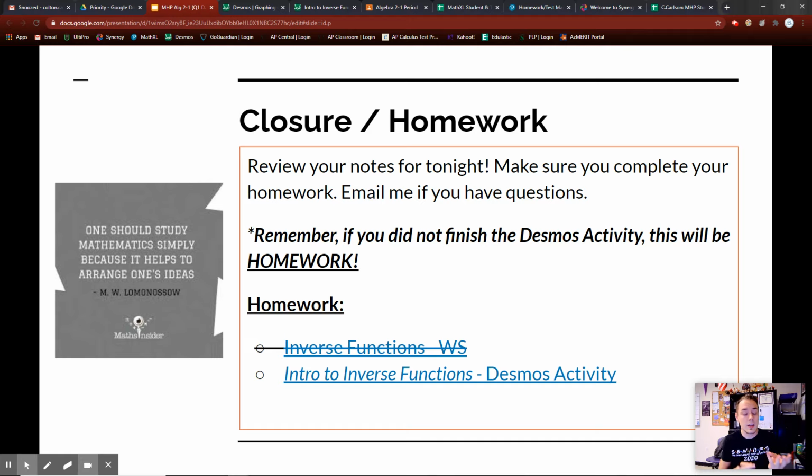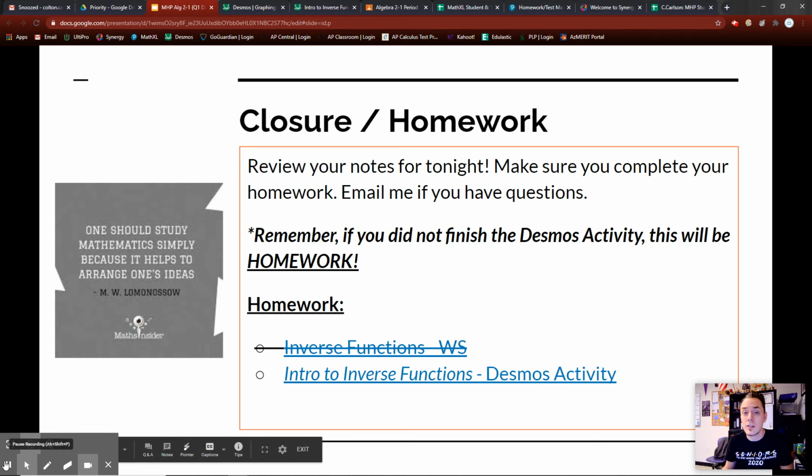You had 3 this week: the arithmetic sequences, the geometric sequences, and the actual functions one. A lot of you got zeros because you just didn't do work last week. Don't let that happen this week. If you have any other questions or concerns about the Desmos activity or the homework quizzes, please let me know.